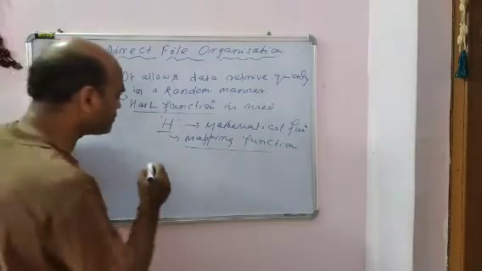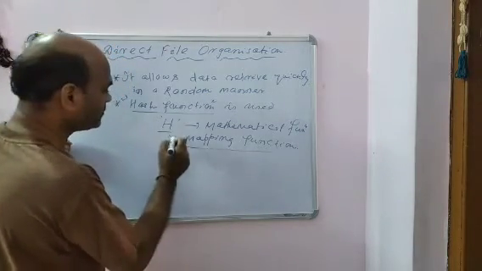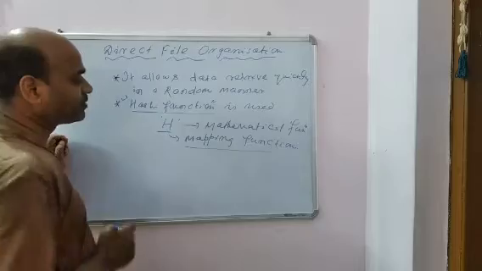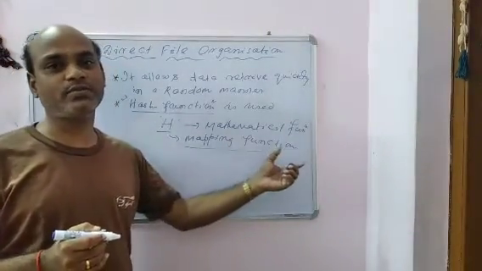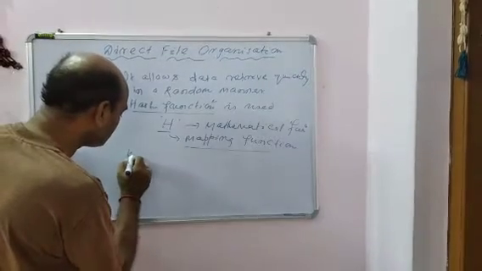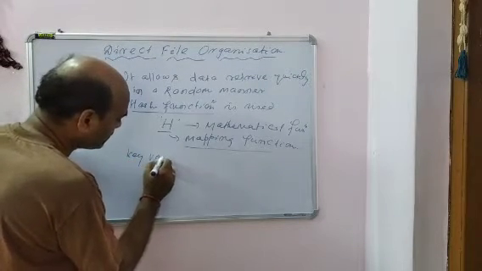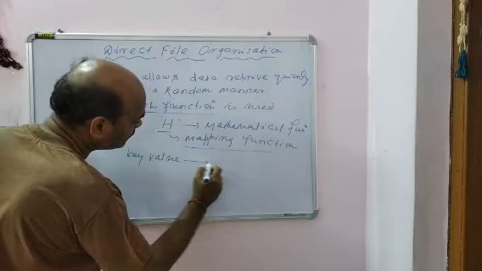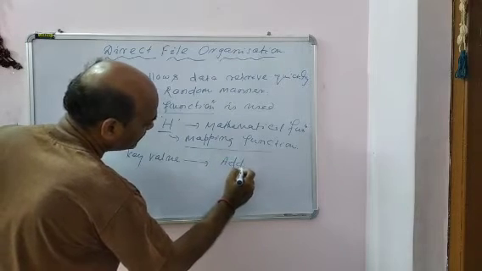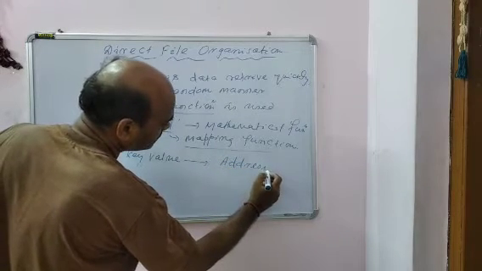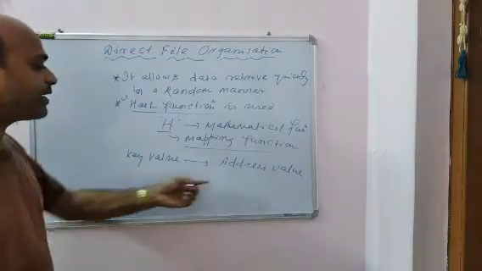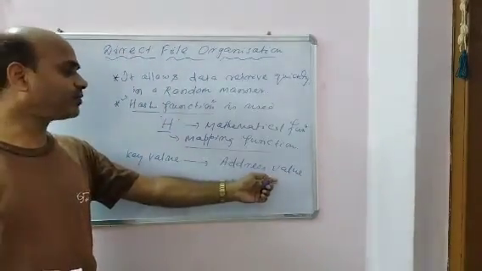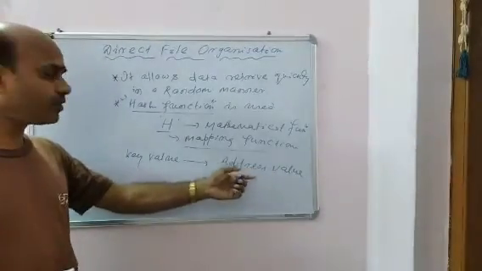So this hash function is a mapping function. It is a mapping between a key value, or you can call it the record key value, and the address, the memory address. So it directly provides the address of that particular record.